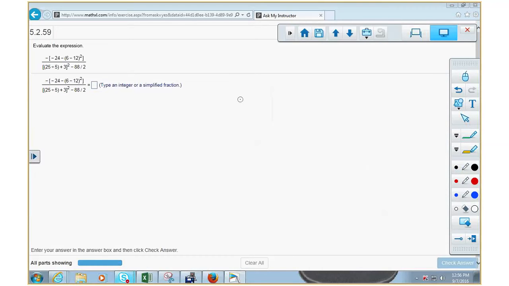All right, this one's called order of operations. I don't know why it's order of operations. We haven't. I guess it's because of negatives and positives. 5.2 is integers. That's fine.